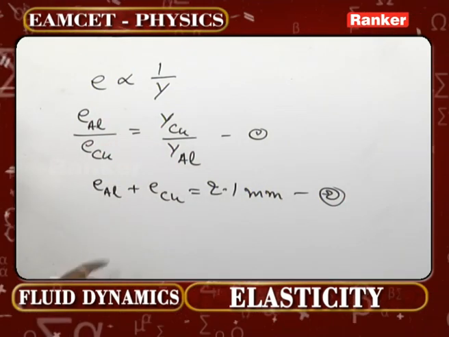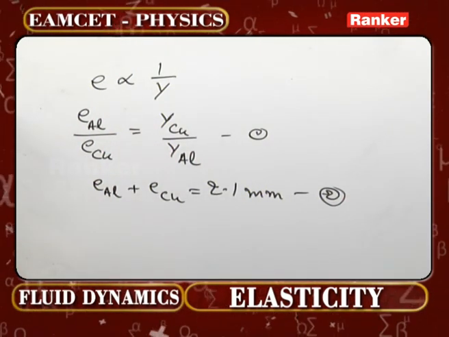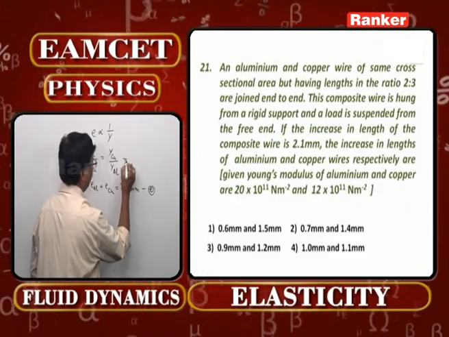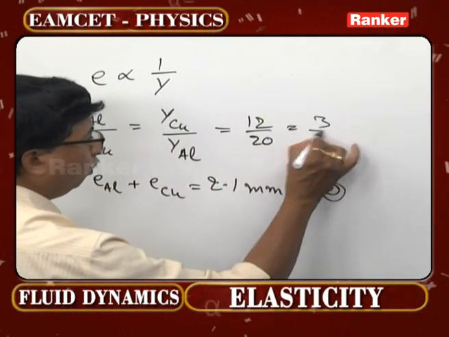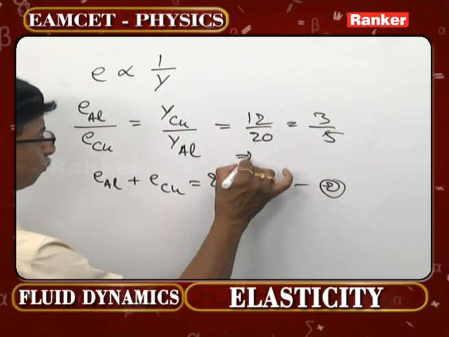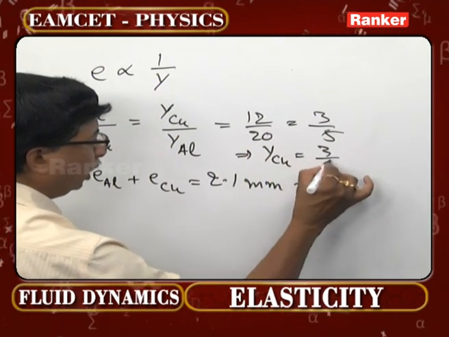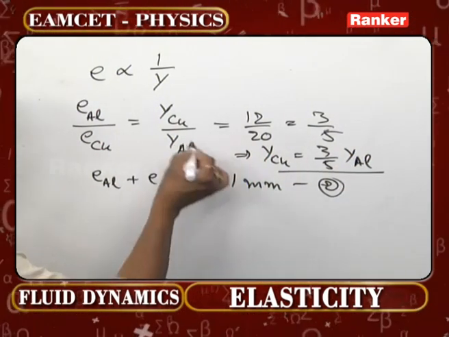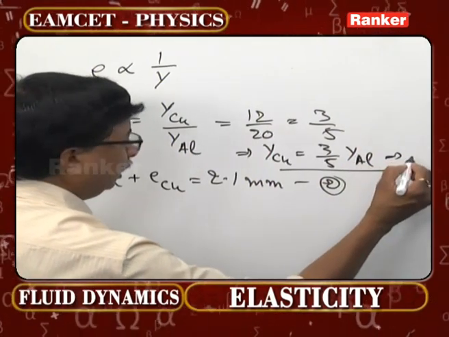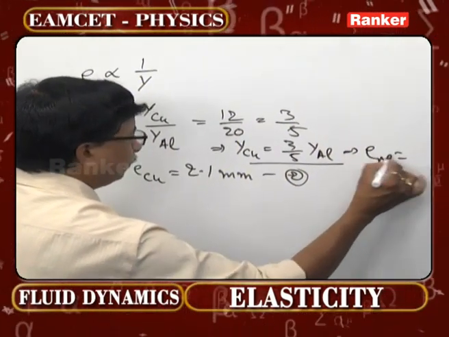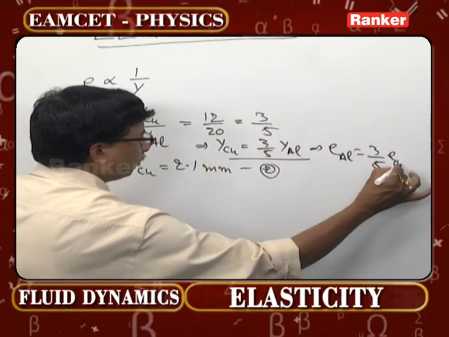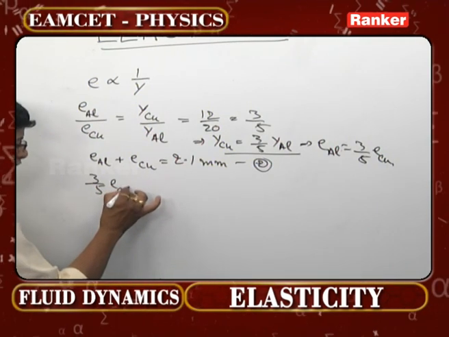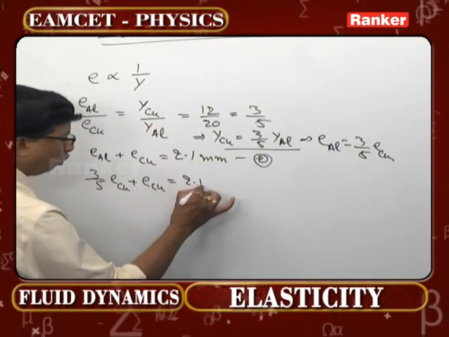Look at this case carefully. Y of copper is given as how much, please? 12 by 20, you will be getting this value. 12 by 20, which is now 3 by 5. Come on, cross multiply this one. Y of copper is equal to 3 by 5 times Y of aluminium. Come on, write that over here, please. What exactly does this imply now? E of aluminium is equal to 3 by 5 times E of copper. Come on, write that value here: 3 by 5 times E of copper, plus E of copper is equal to 2.1 mm.